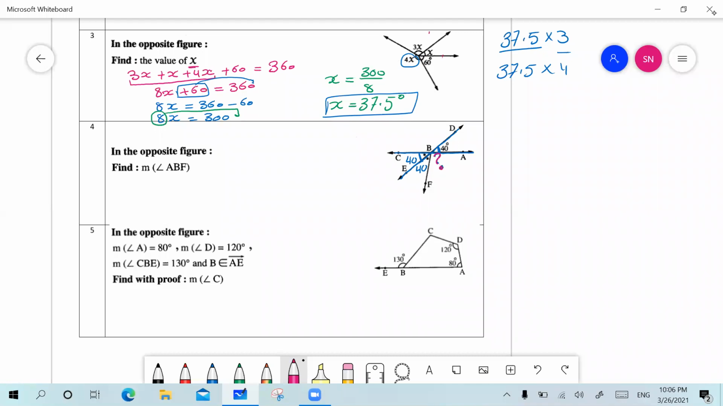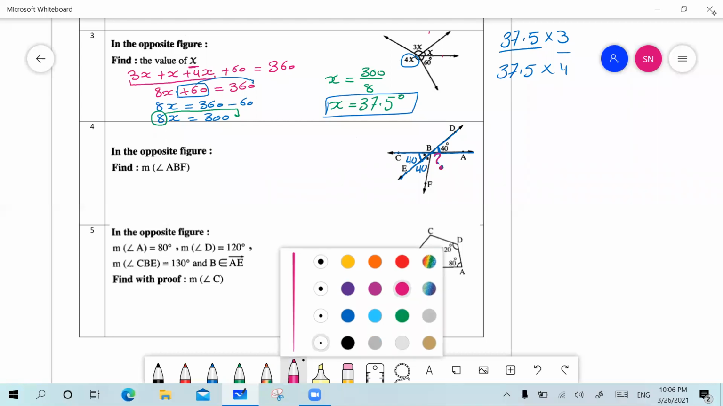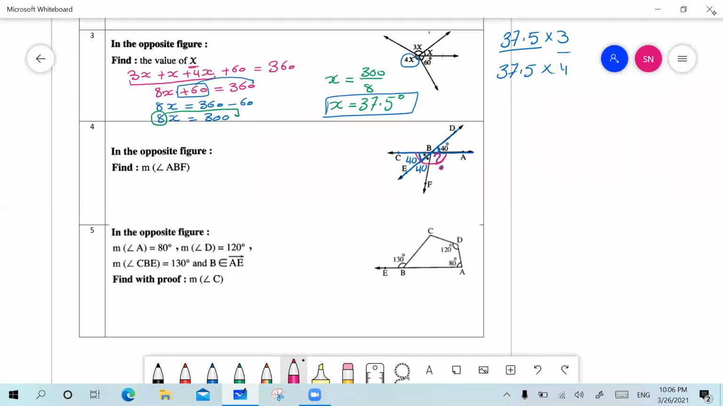ABF. I think we do 180 minus 40, so it gives 140. All of this, Hussein, is a straight line. Okay. So to find the missing one, I'm going to do 180 minus 40 plus 40. So this is equal to 100 degrees, because the angle here is 240. Okay. Did you get it? Any questions? Does anyone have a question?